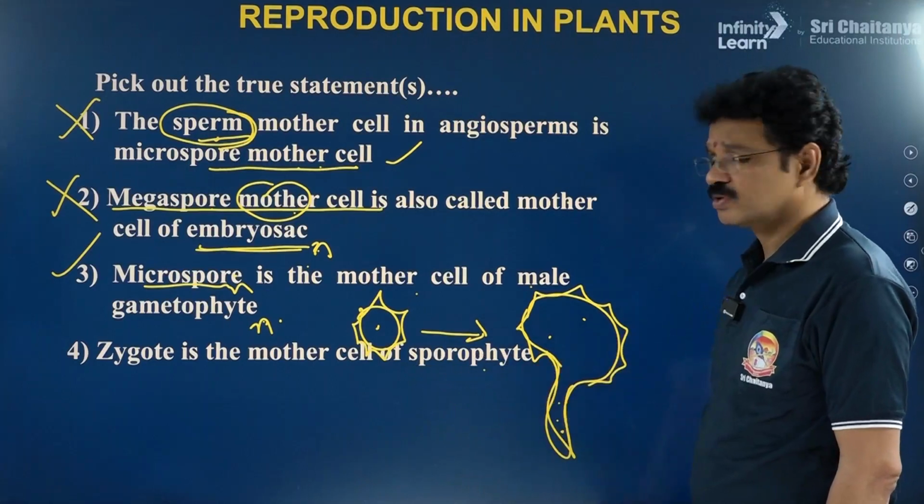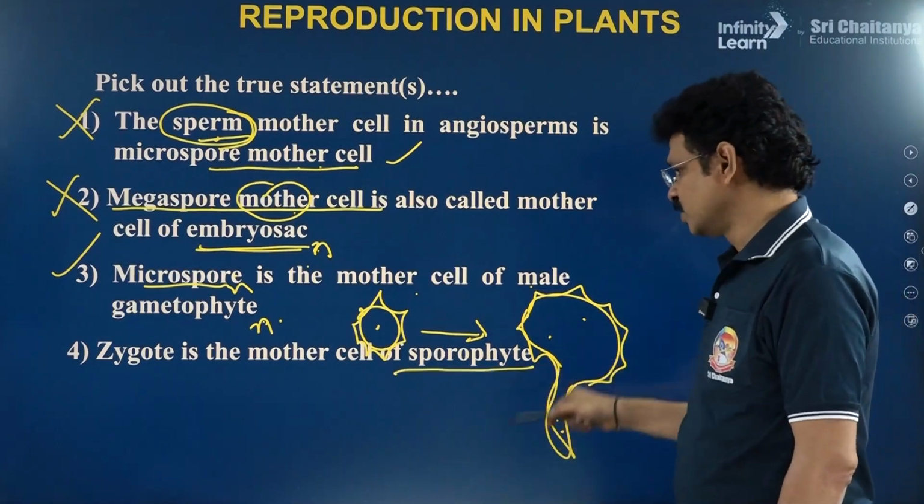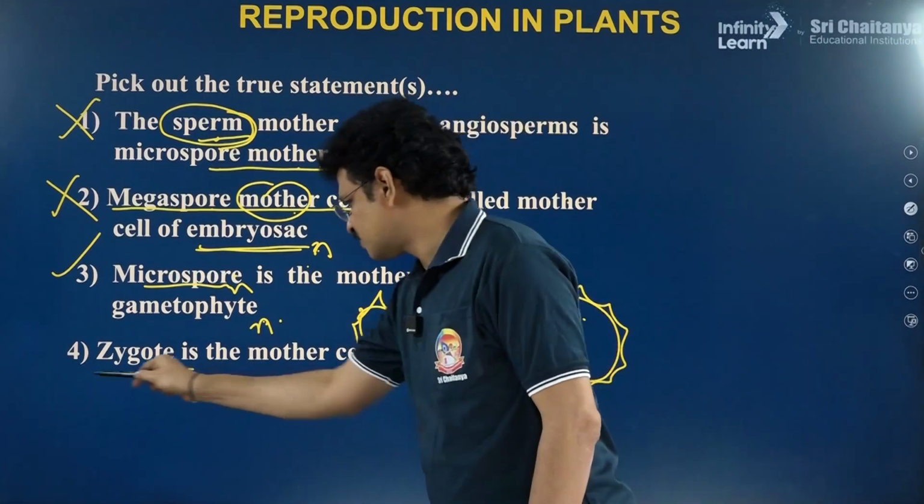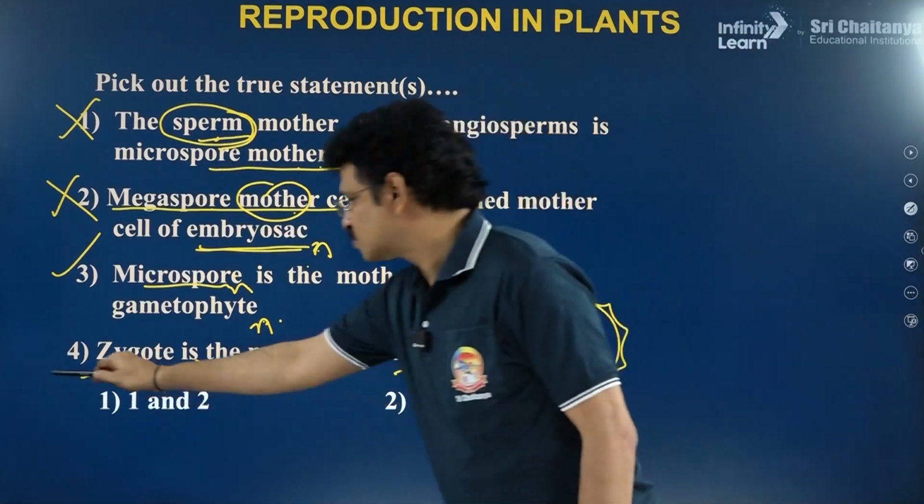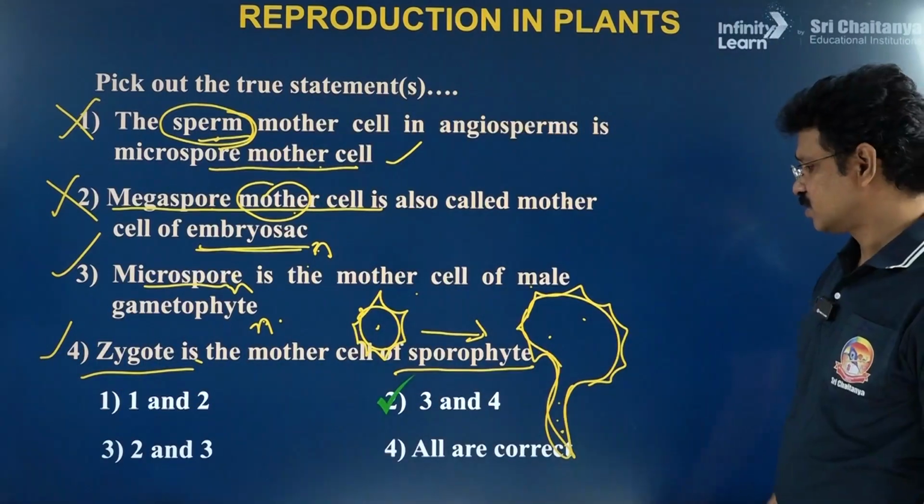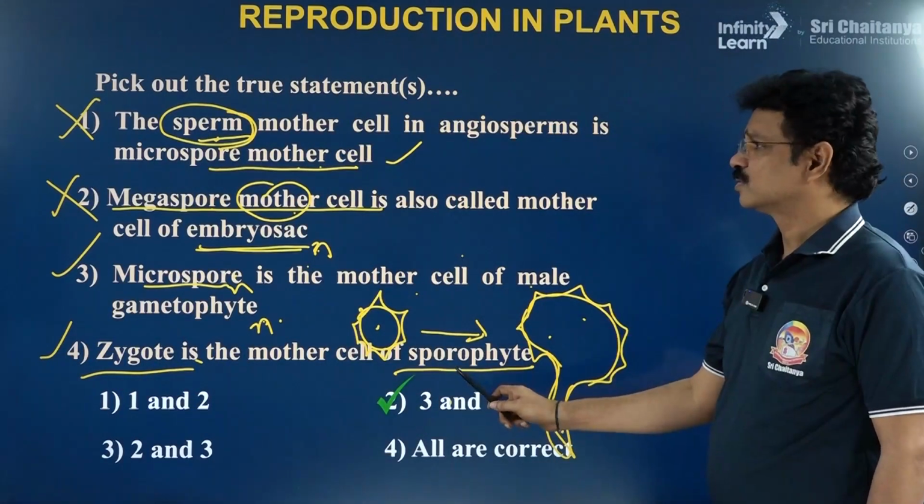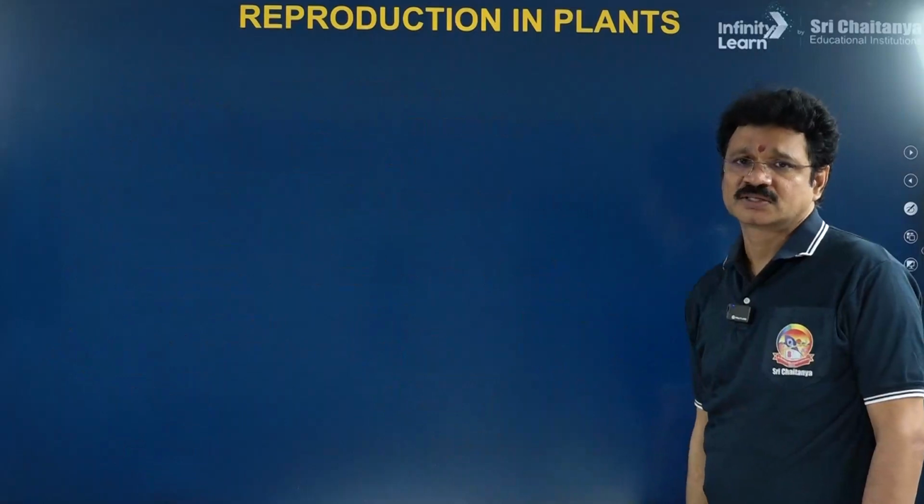Zygote is the mother cell of sporophyte. Sporophyte is the plant body. The zygote is the first cell for the development of sporophyte. So it is also a true statement. So what is the right answer? 3 and 4 true. 1 and 2 false statements.